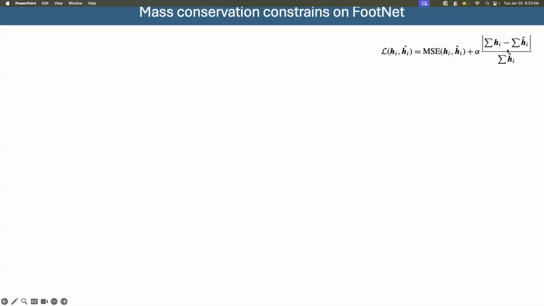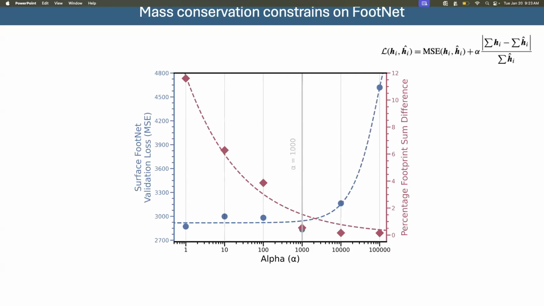To get the optimal value for alpha, we did some sensitivity tests, where I took a small subsample of the training data and trained different models using different alpha values. As we can see, the x-axis is the alpha values, the left y-axis is the validation loss, and the right y-axis is the percentage footprint sum difference, or this term here. As we increase alpha, this penalty term, the percentage footprint sum difference decreases.